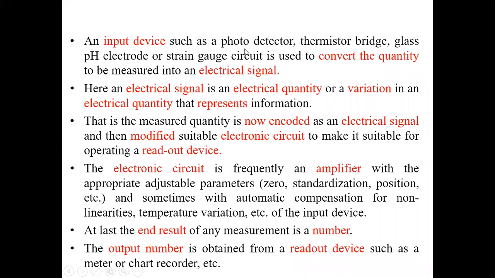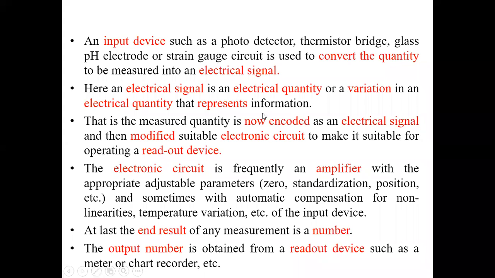The input device, which may be a photo detector, thermistor bridge, a glass electrode, pH electrode, or strain gauge, converts the signal into an electrical signal. So what does this electrical signal comprise of? This electrical signal is nothing but the information of the physical quantity. That means it represents the information of the physical quantity.